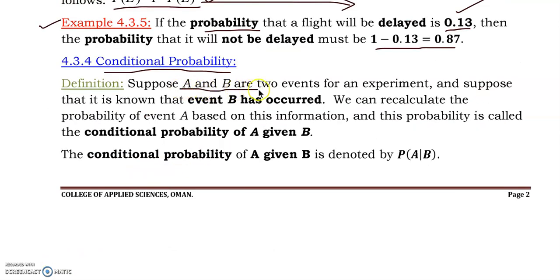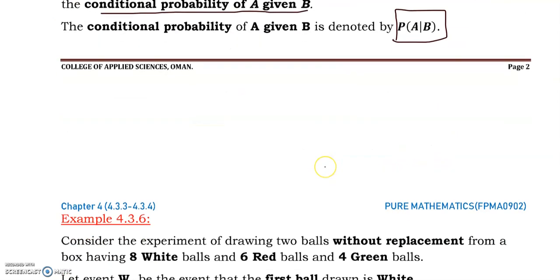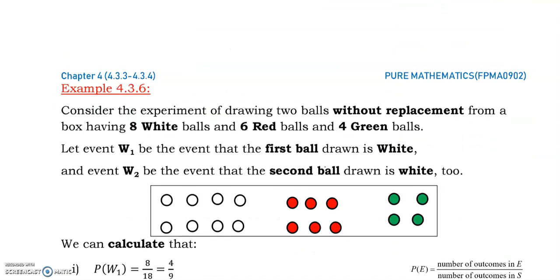Suppose A and B are two events for an experiment, and suppose event B has occurred already. Now we can recalculate the probability of event A based on this information. That is called the conditional probability of A given B. That is denoted by probability of A given B. Now you can see this example.